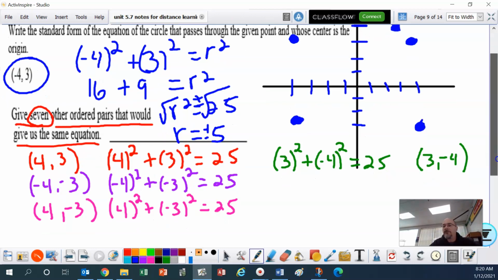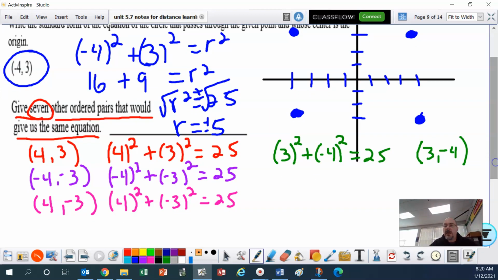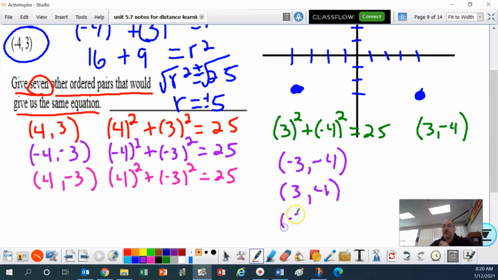To save time, ladies and gentlemen, I'm going to go ahead and do the others. I've got 4 so far. What are some other ones? I could say negative 3, negative 4. That would work. I could say positive 3, positive 4. That would work. And what other one could I give here? I could say negative 3, positive 4.